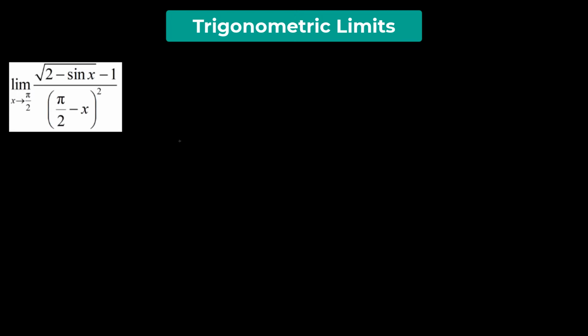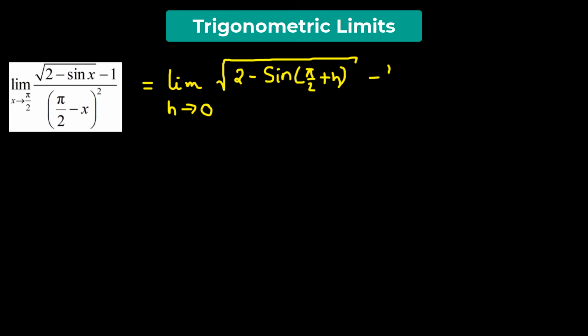So we're going to change the limit because here x is tending to a non-zero quantity. So let us change it to h, so we have h going to 0. That would mean we'll also need to change the value of x. So x here will become pi over 2 plus h. We have the square root of 2 minus sine x, minus 1, divided by pi over 2 minus pi over 2 plus h, whole squared.